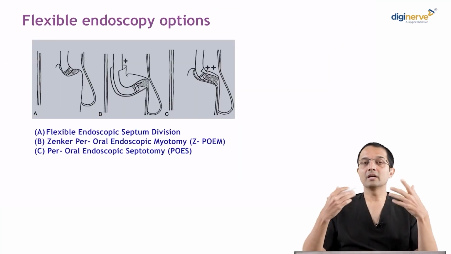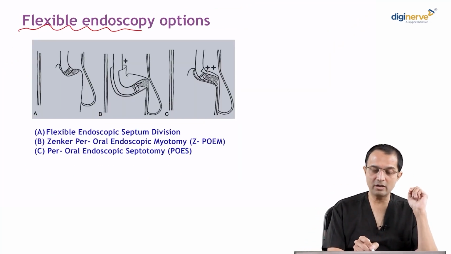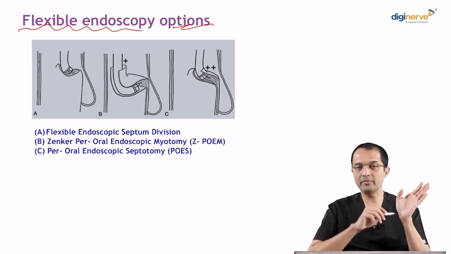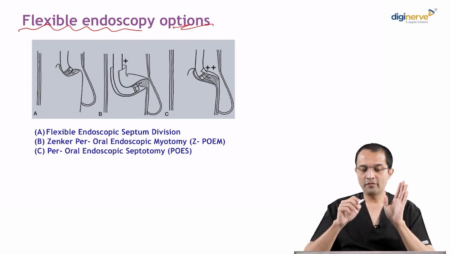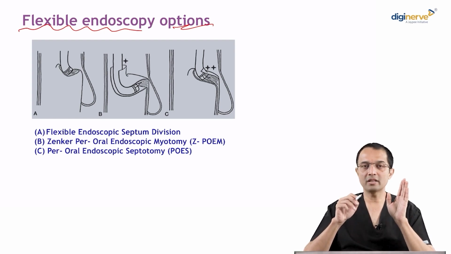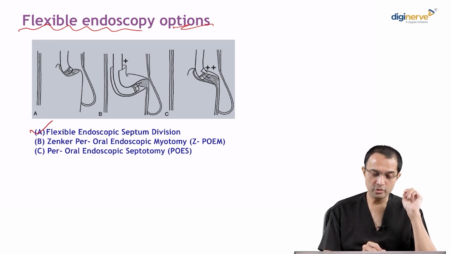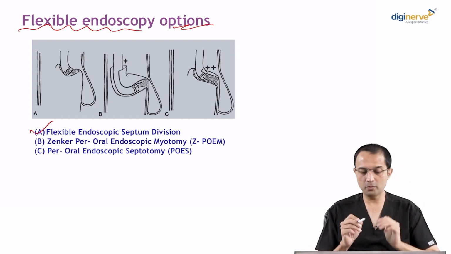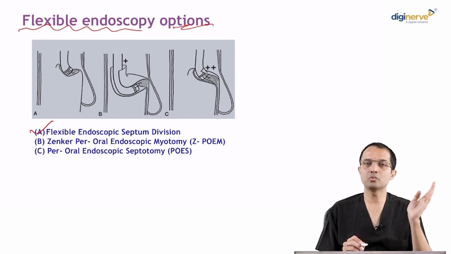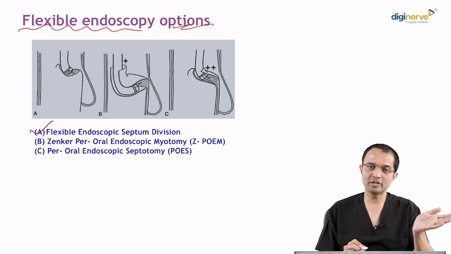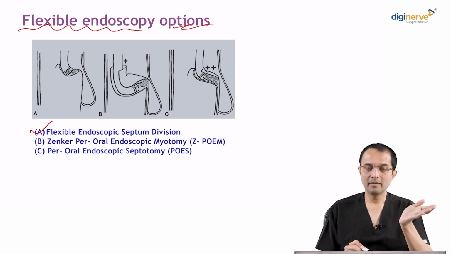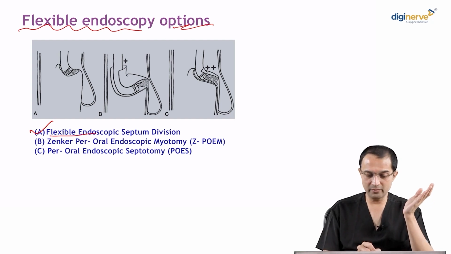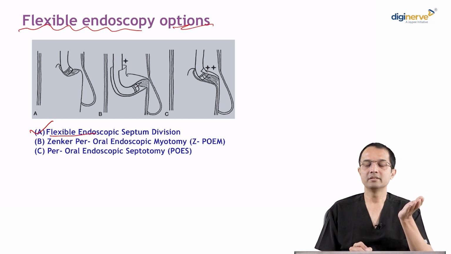Okay. The other option is flexible endoscopic options. The previous one was a rigid endoscope. You can also do the procedure by flexible endoscope. So what are the flexible endoscopy options? You can do flexible endoscopic septum division, similar to what was done in the previous part of this module, but it is done with the flexible endoscope. In the previous slide I told you it is with the rigid endoscope. You can do the same thing with flexible endoscopic septum division.